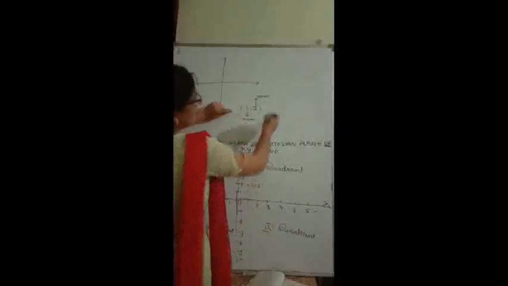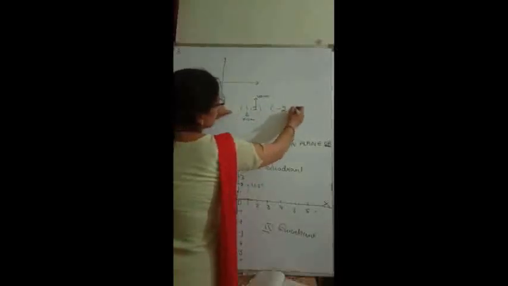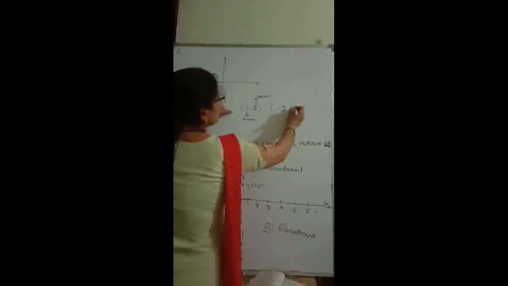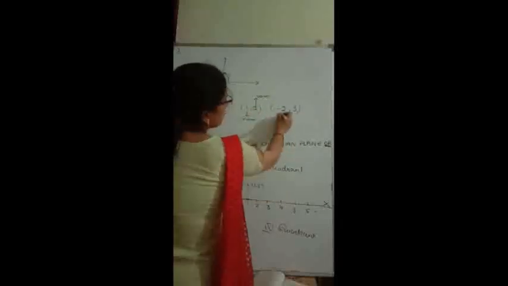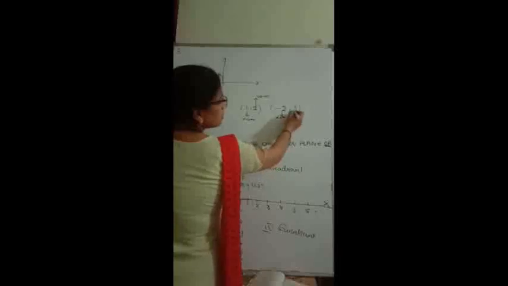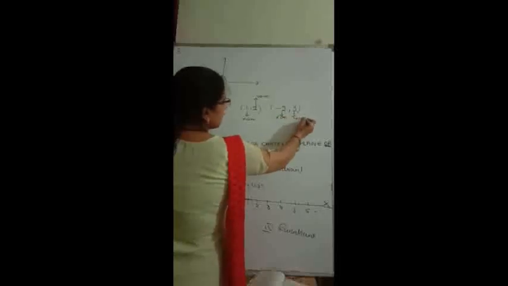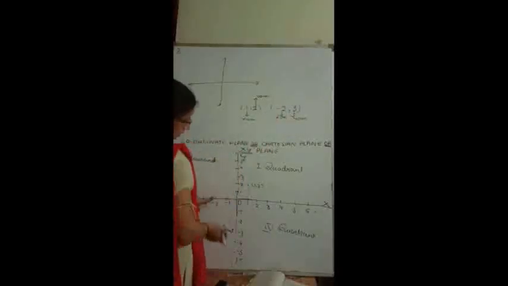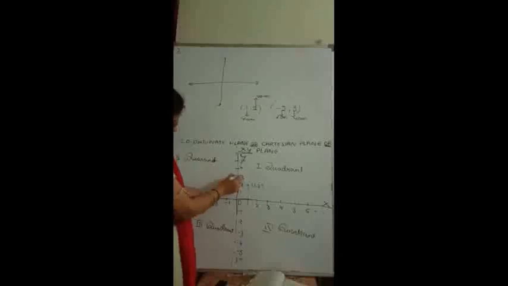In the same way, if I say minus 2, 3, this minus 2 should be on the x-axis and the second number on the y-axis. So minus 2 on the x-axis and 3 on the y-axis. Draw a perpendicular from here in this direction and from here in this direction. This point you will get, this is minus 2, 3.